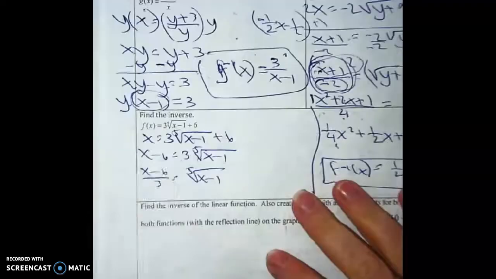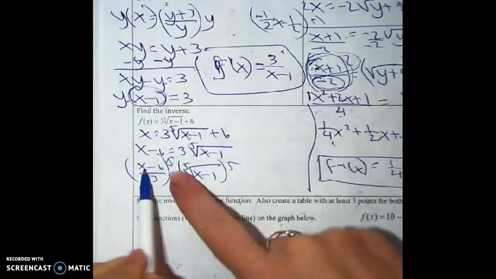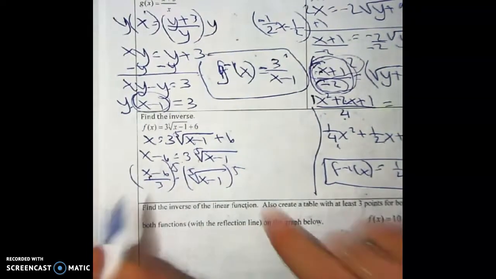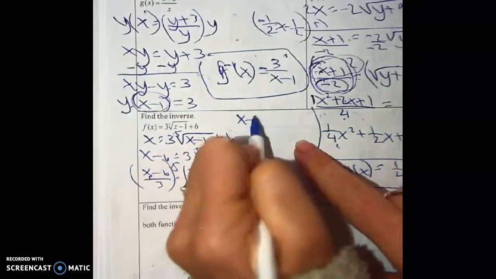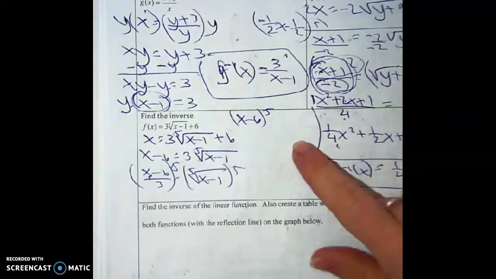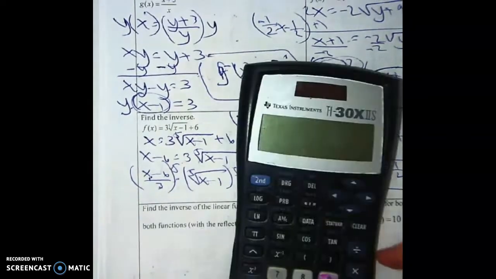Now, since it's to the fifth root, I'm going to take it to the fifth power. Now that's really dumb. I'm not going to make you do Pascal and multiply it all out like you are in your project, but I'm okay with you leaving it like this. So you're going to go (x minus 6) to the fifth power, and then you're going to figure out what 3 to the fifth is. I think it's 243, but I'm not trusting myself.